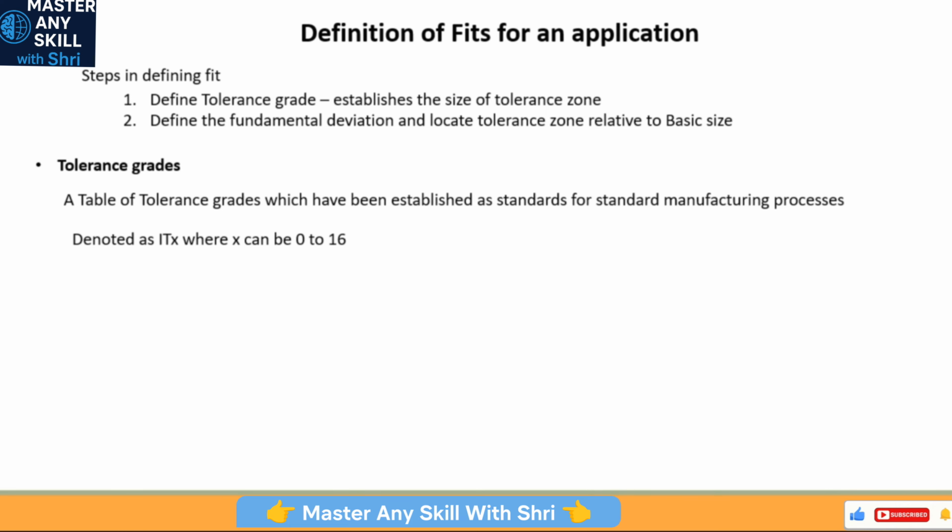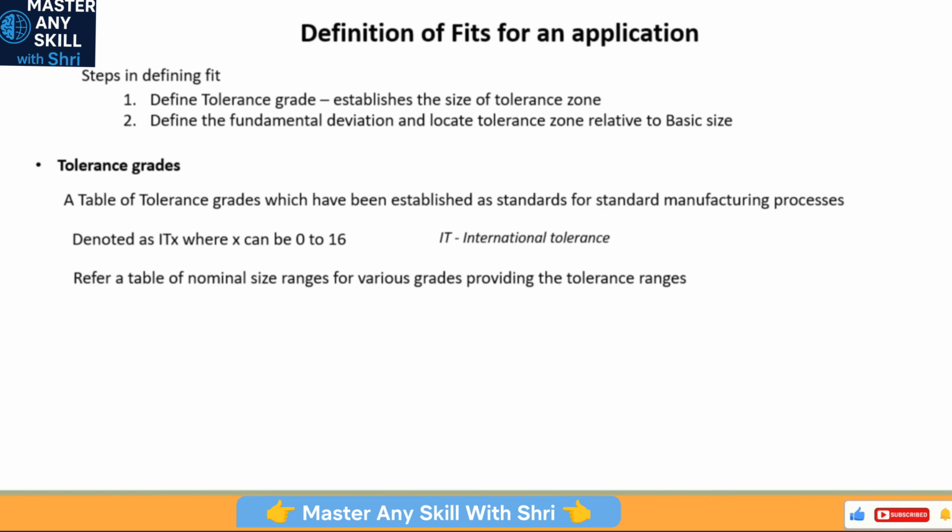These tolerance grades are generally denoted as ITX, where X can be anything from 0 to 16. 0 indicates very fine tolerances. We can say that these are gauge tolerances, the tolerances which are used for measuring equipment, till 16 which are open tolerances, tolerances used in casting, forging kind of processes. So these are tolerance grades which are used for various manufacturing processes which have been established as standards for various nominal dimensions. So IT over here indicates international tolerance. So to find out the tolerance range for our application, we basically refer to a table of nominal size ranges for various grades which provide us the tolerance range values. For our usage, we will be using the ISO 286 standard, which is commonly used in industrial practice.